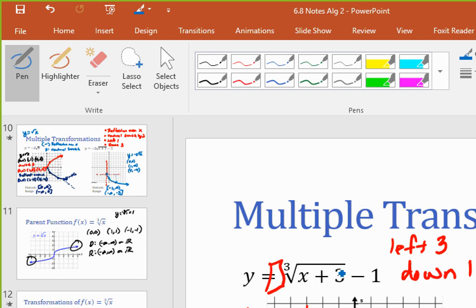Domain, still all real numbers. Range, still all real numbers. I can put anything in there.